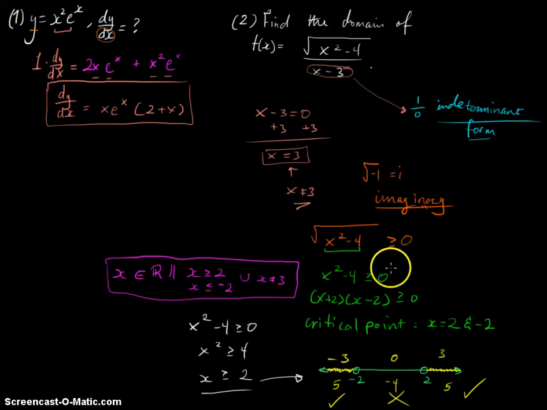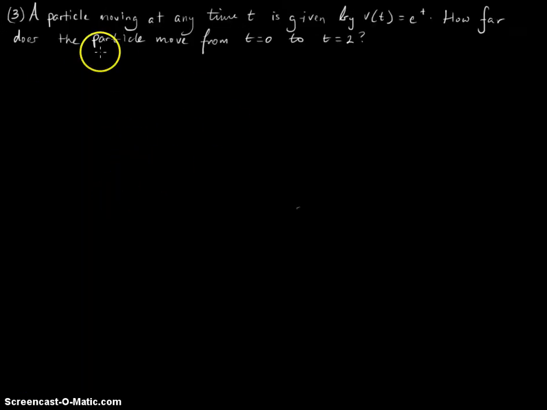Just reiterating, x cannot equal 3 because that will make it undefined, and x has to be greater than or equal to 2 because if you have a negative under the radical, it becomes imaginary. This should be bubbled in, I'm sorry, because we have a greater than or equal to sign. And then, yeah, that's the answer, and x is part of the real numbers because we have no imaginaries. Alright, question number 3.